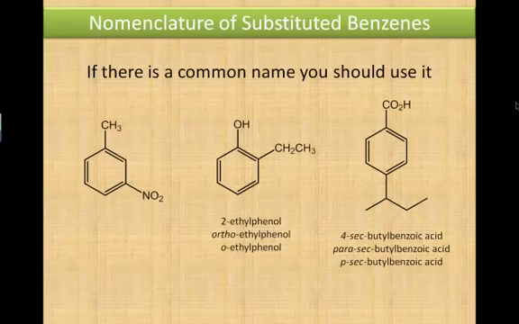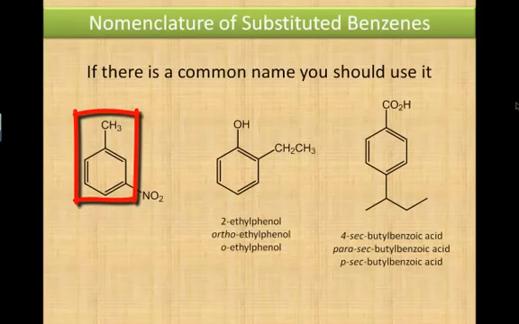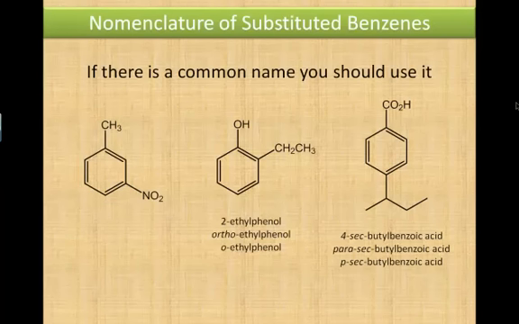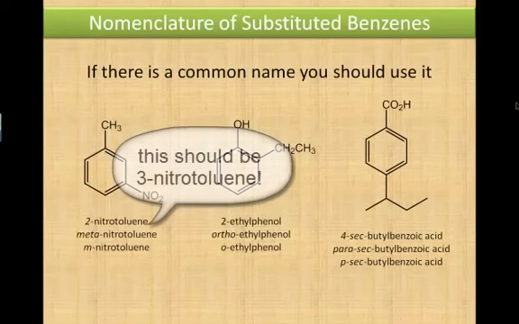Finally, I have a nitro and a methyl group on my benzene ring. Remember that benzene with a methyl group had a common name, and that common name is toluene. So I would name this as a nitro-substituted toluene. My nitro group is in the 3 position, or in the meta position, so this compound is meta-nitrotoluene.